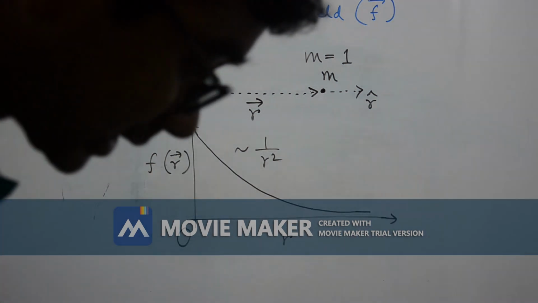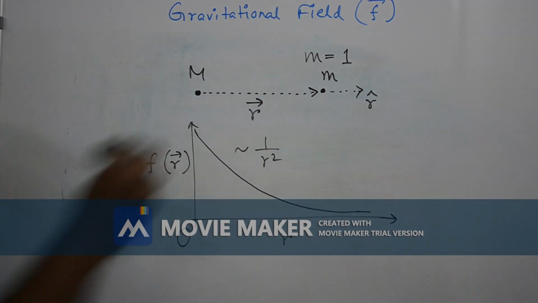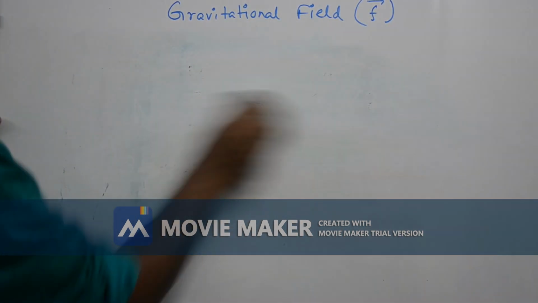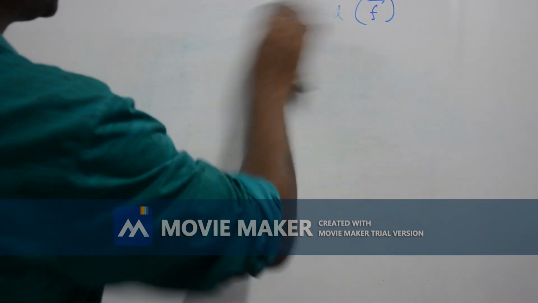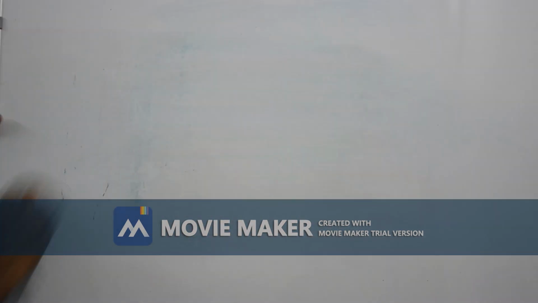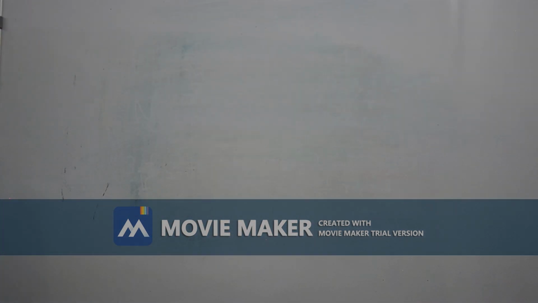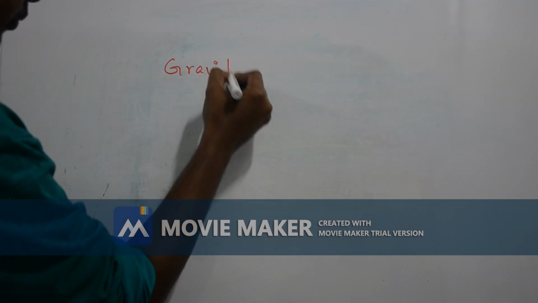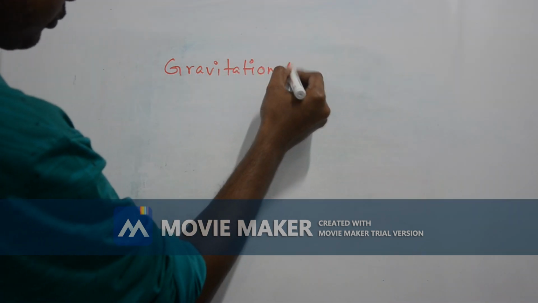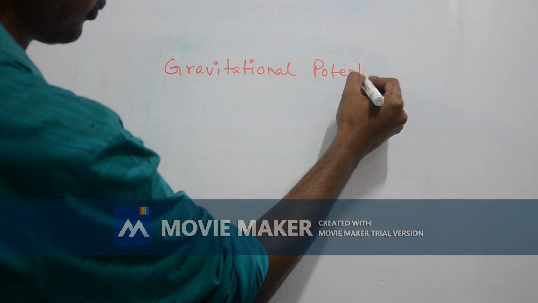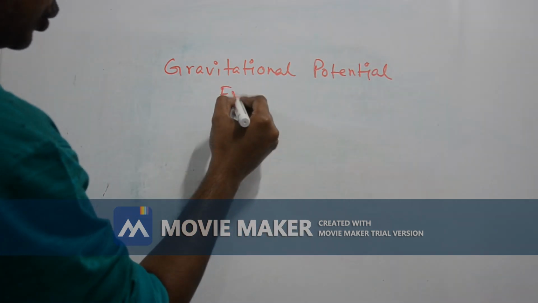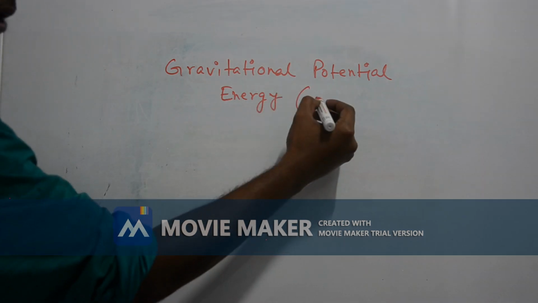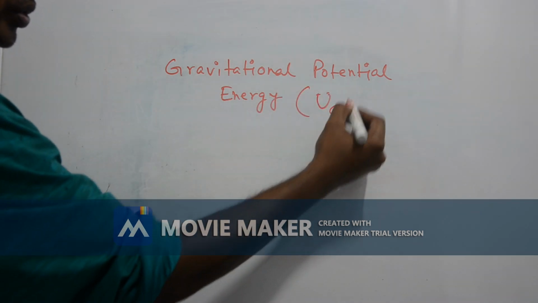Now comes what are known as the other two parameters, gravitational potential and gravitational potential energy. So let me introduce that in front of you. Gravitational potential energy, I'll write this as UG.